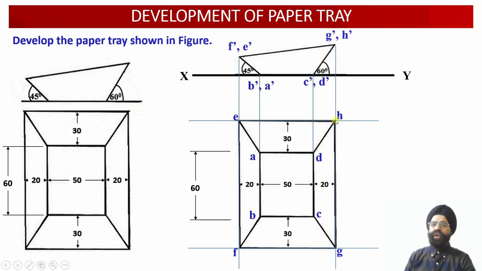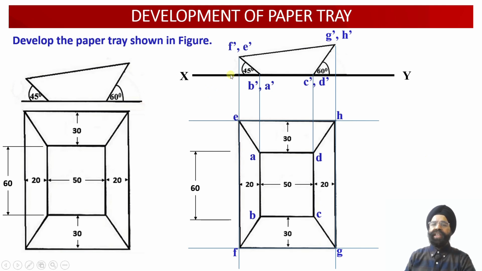So now, in order to obtain the development of the paper tray, we need to obtain the true length of all of these four edges, that is AE, BF, CG and DH over here. So let us now obtain the true length of the inclined edges of this paper tray, such that we can obtain the development of the lateral surfaces of this paper tray.